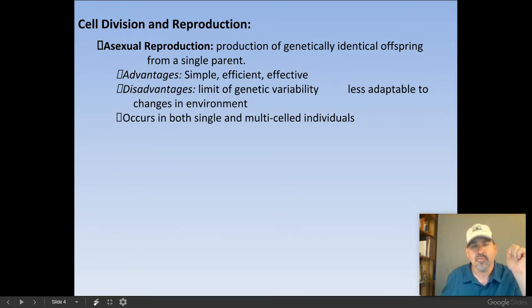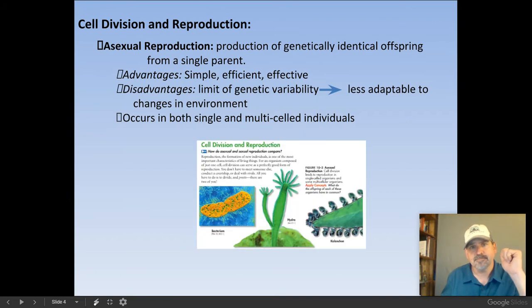So asexual reproduction. Advantages and disadvantages. Here's just a couple of images. Here's just bacteria in the process of binary fission, so one almost done dividing into 2. Here's a plant. This is a kind of fern, and then this is like the underside of a leaf, and then these are the clones here.